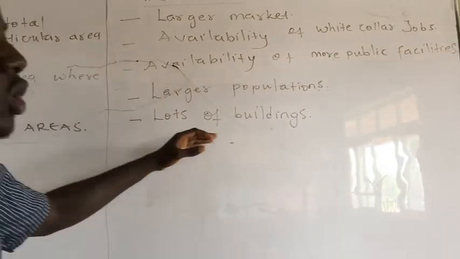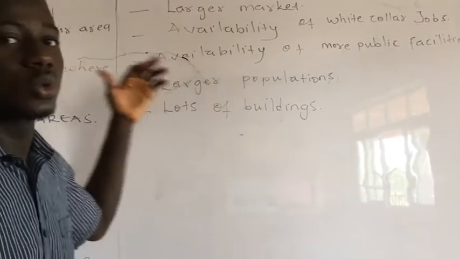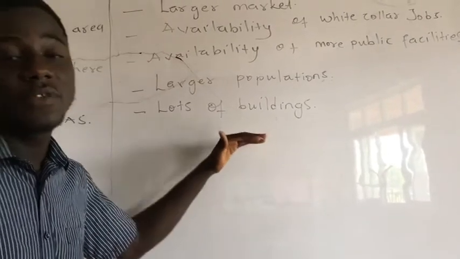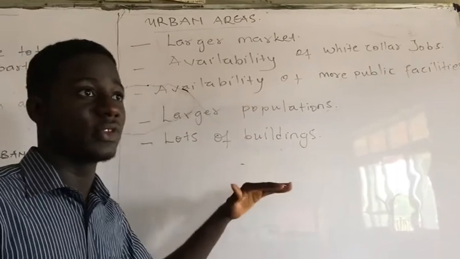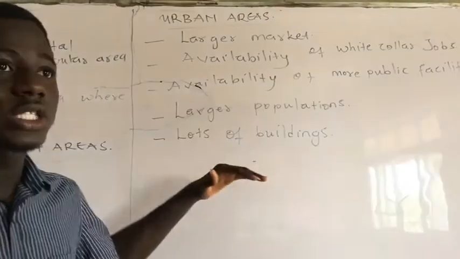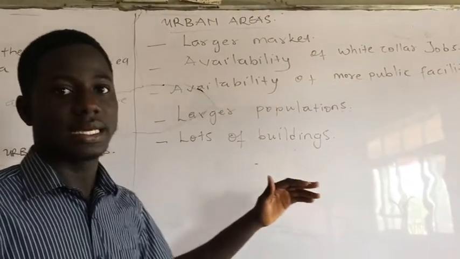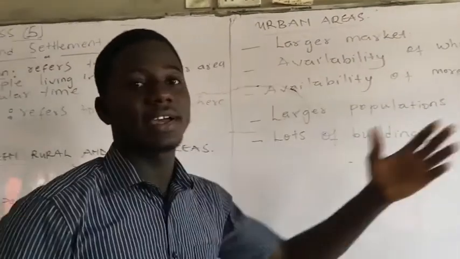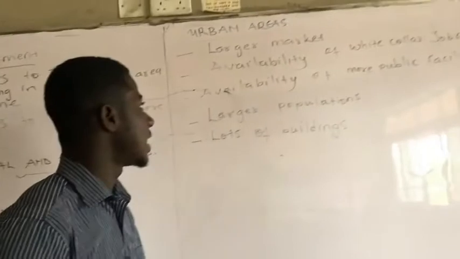And then there are lots of buildings. As compared to the rural areas, where there are few buildings because their population is very small, here there are lots and lots of buildings. When you walk in front of you, sometimes after 3 or 4 steps, you find a building over here, and another over there.